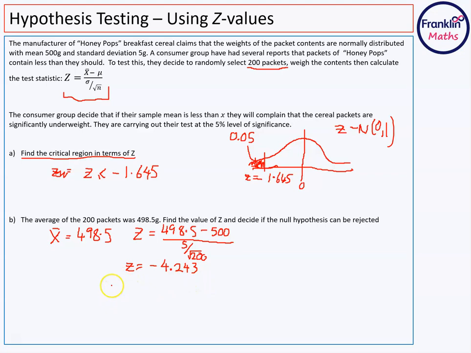Okay, so what we can say then is that as minus 4.243 is less than minus 1.645, we're going to have to reject H0, and there is evidence to suggest that they are underfilling their packets. Okay, it's worth looking at the problem in terms of you wouldn't expect that, but because we're using 200 packets, the mean shouldn't have been that low.